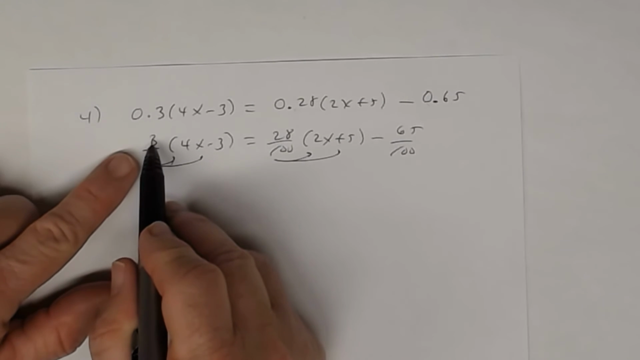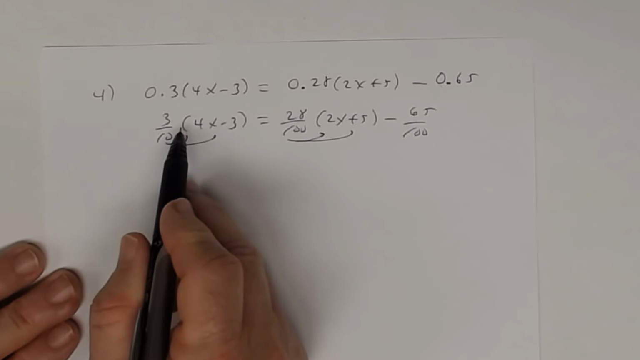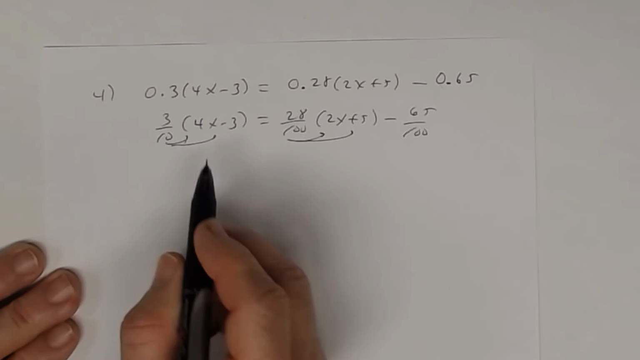So remember what you have here. If you have to write it out on the side or something, then do that, because notice what you have here is 3/10 times 4x, right?